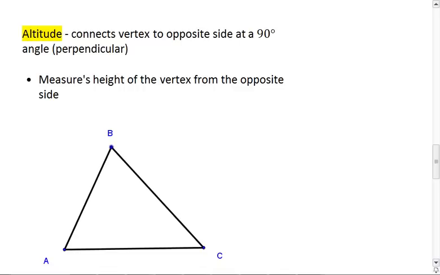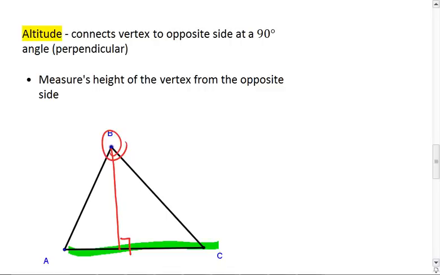An altitude connects the vertex of a triangle to the opposite side at a 90-degree angle, at a perpendicular. What it does, basically, is measure the height of the vertex from the opposite side. Let's say we're looking at vertex B. For the altitude, we look at the opposite side, and we draw a line that's perpendicular to that side and passes through vertex B. This essentially gives us the height of our triangle.